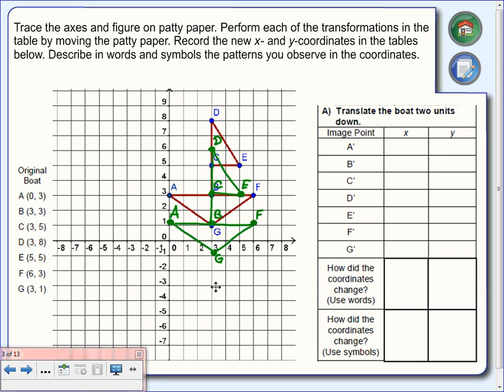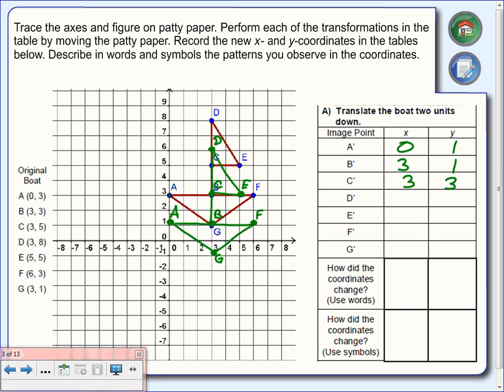So by moving the boat, now we've got some new ordered pairs for A, B, C, D, E, F, and G. So what we're going to do is go ahead and identify each of the new points. So here we go. Point A. Point A is now where? 0, 1. Let's put it in our table. 0, 1. Point B. Now that's at 3, 1. C. C is now at 3, 3.